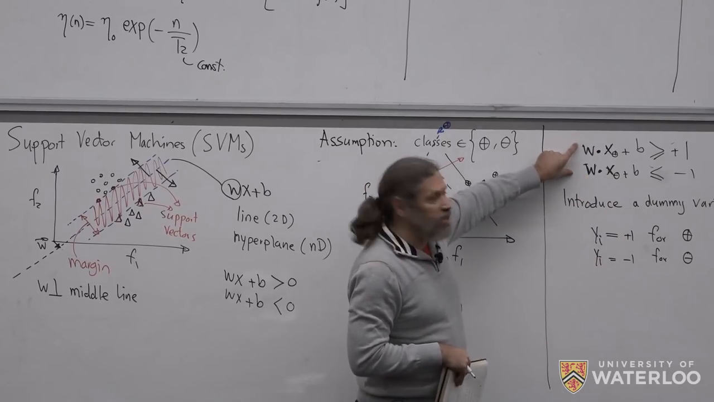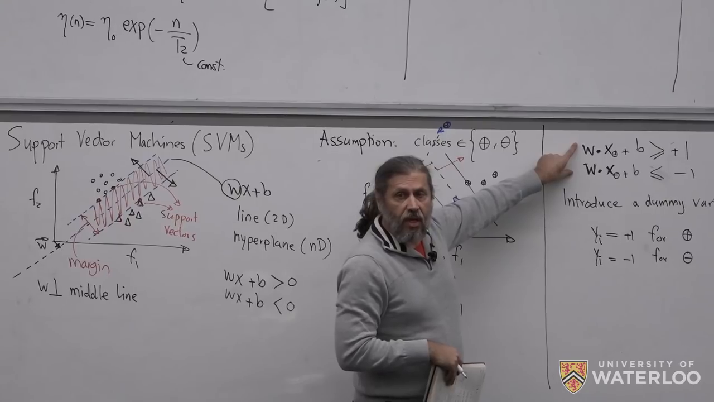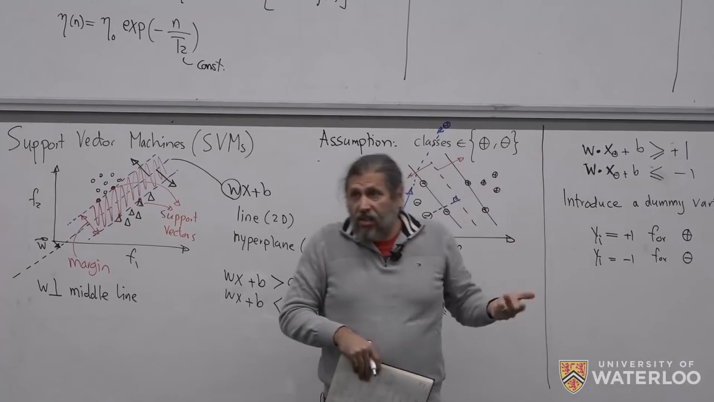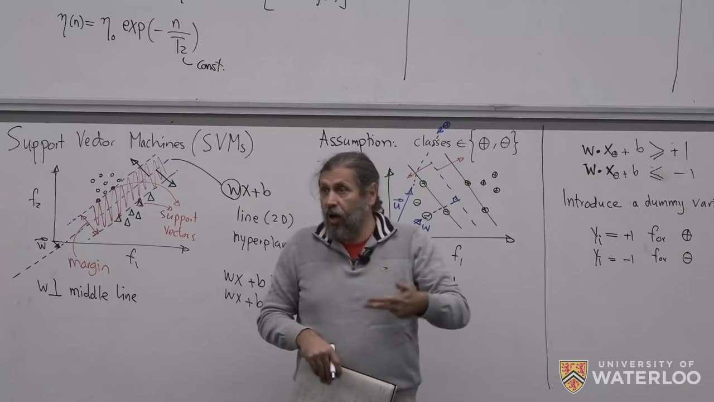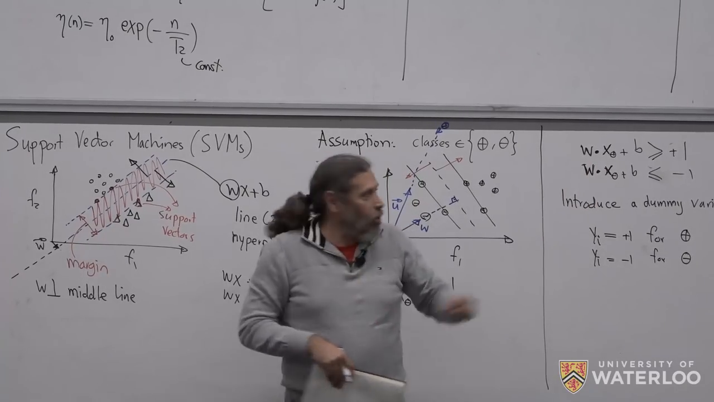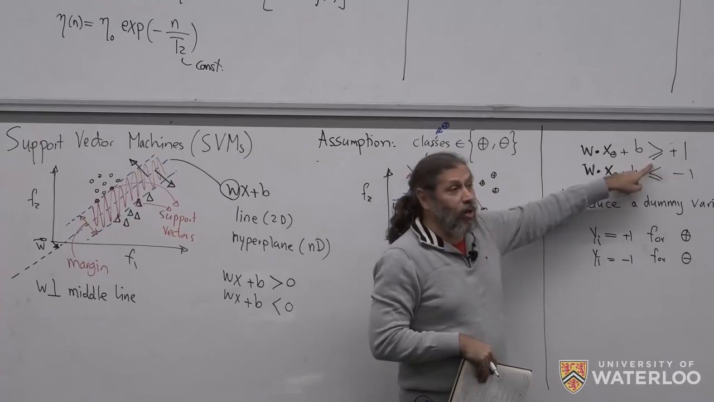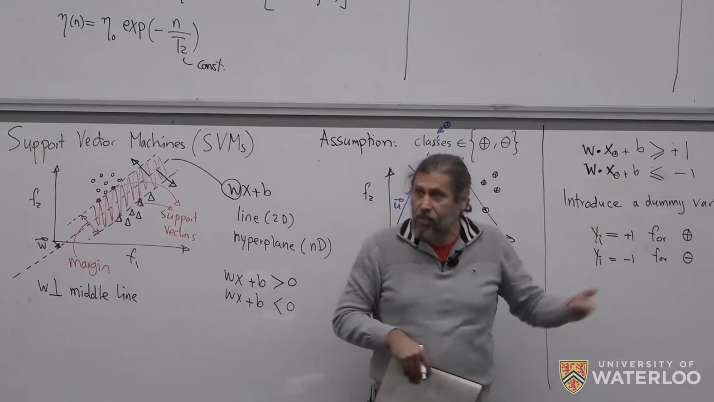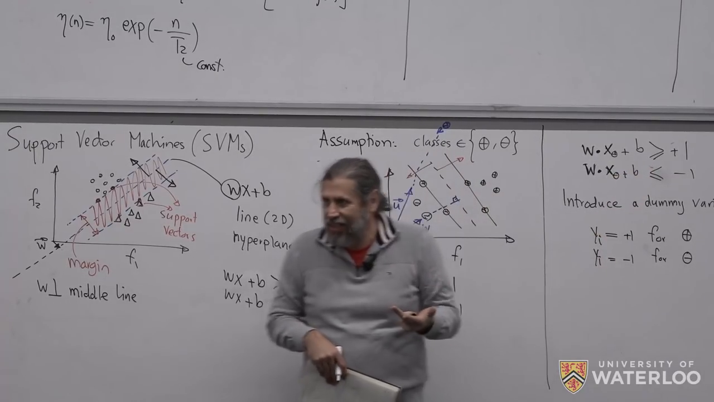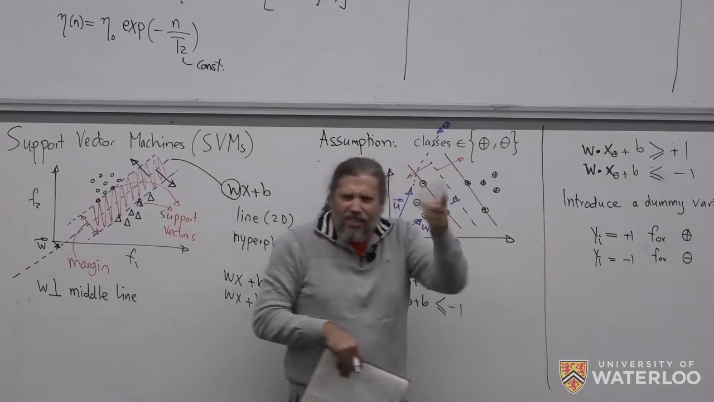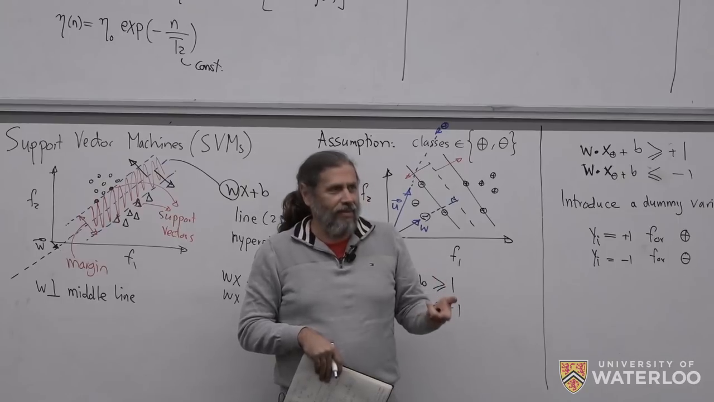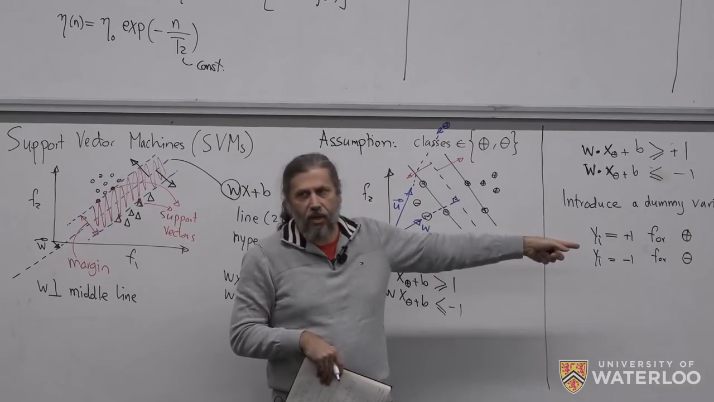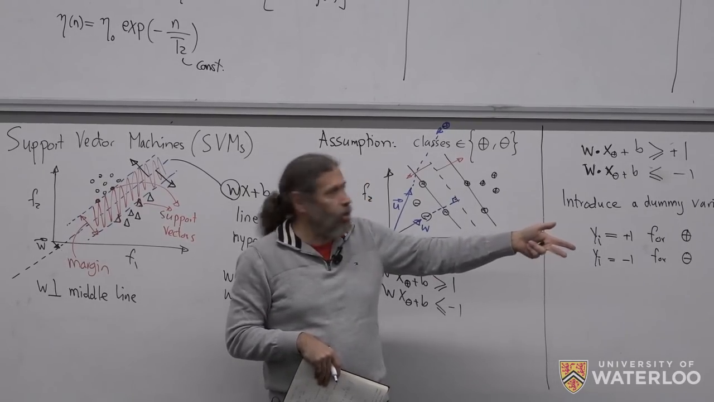I have two sets of equations. I know I'm lazy. I cannot drag two sets of equations with me. I want to make them one. But one of them is greater or equal plus 1, and one of them is less or equal minus 1. It's two different things. So can I do some tricks and make them one? If you bring a dummy variable like this, you could.